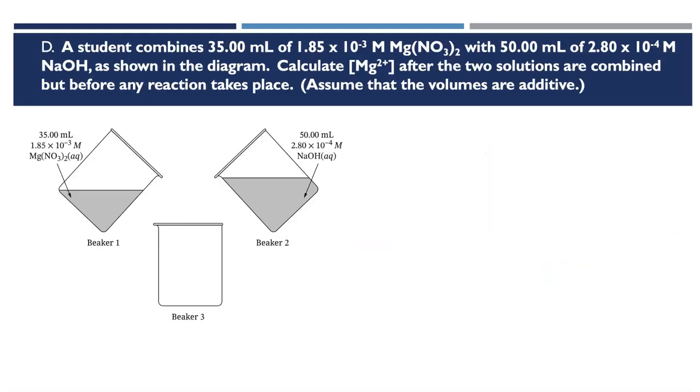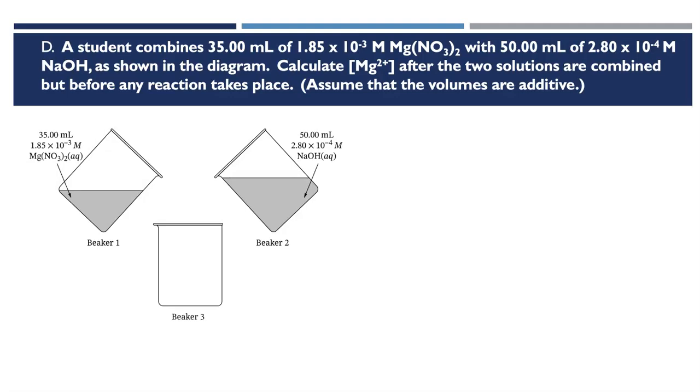Part D says, a student combines 35.00 milliliters of 1.85 times 10 to the minus 3rd molar magnesium nitrate with 50.00 milliliters of 2.80 times 10 to the minus 4th molar NaOH, as shown in the diagram. Calculate the magnesium ion concentration after the 2 solutions are combined, but before any reaction takes place. And then in parentheses it says, assume that the volumes are additive.